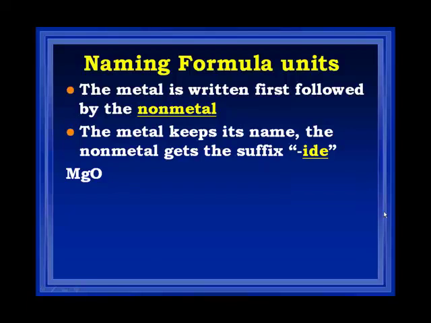Now, when you go to write your formula units, you're going to write the metal first, followed by the nonmetal. And this is what you did in the last section too. The metal is going to keep its name, and then the nonmetal is going to get the suffix "ide." So if you look at the first example there, I've got MgO. Okay, we just named the first metal, magnesium. And then the second nonmetal there is called oxygen, and we just practiced its name changes to oxide. So the name of MgO is magnesium oxide.